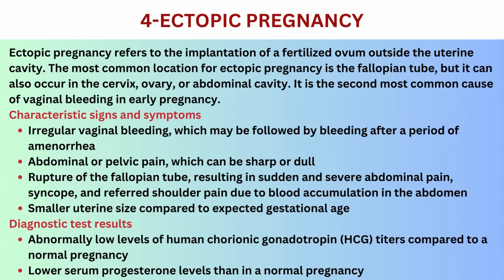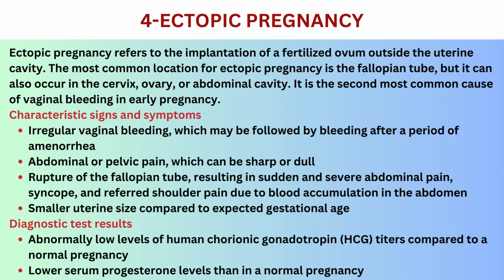The fourth disorder is ectopic pregnancy. Ectopic pregnancy refers to the implantation of a fertilized ovum outside the uterine cavity. The most common location for ectopic pregnancy is the fallopian tube, but it can also occur in the cervix, ovary, or abdominal cavity. It is the second most common cause of vaginal bleeding in early pregnancy.